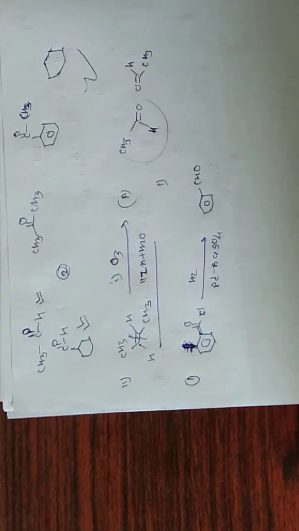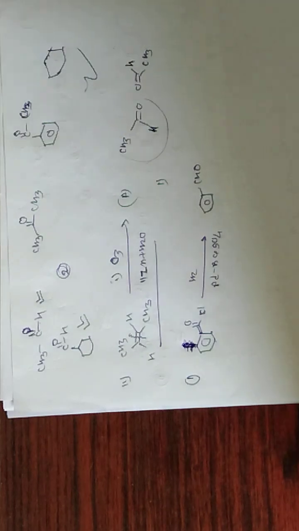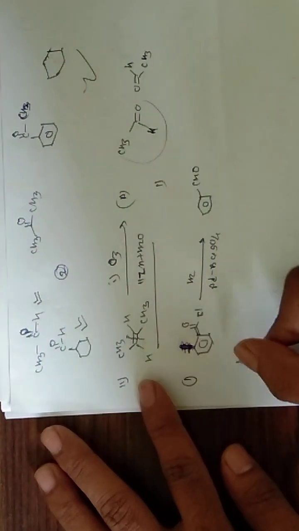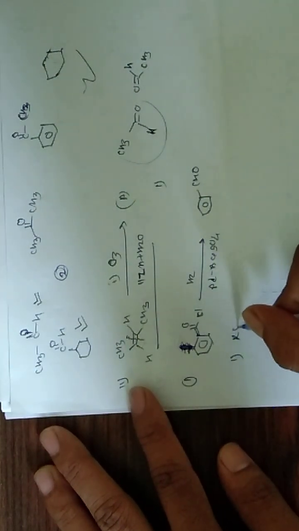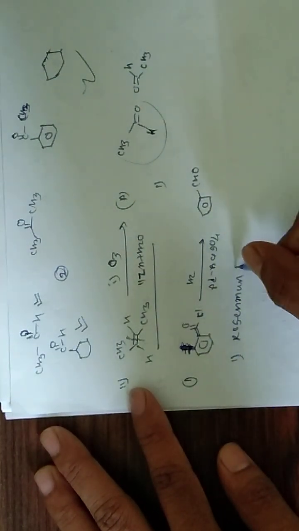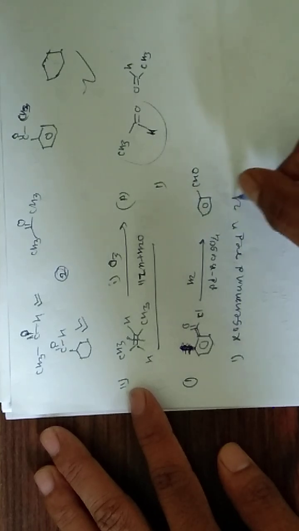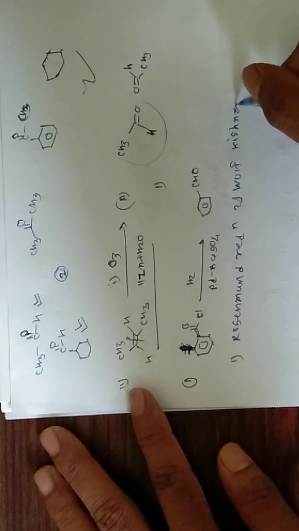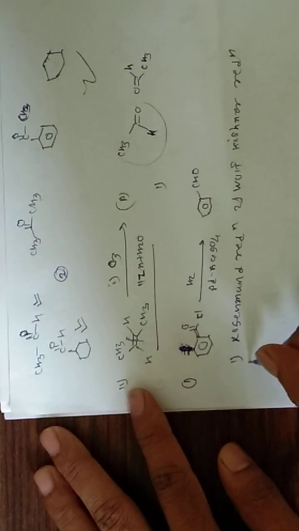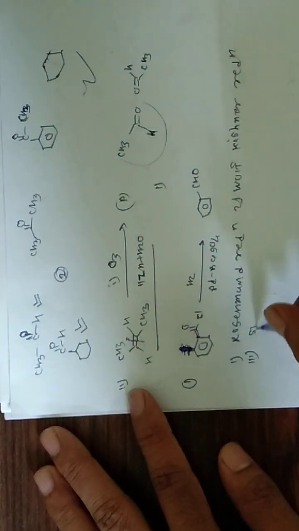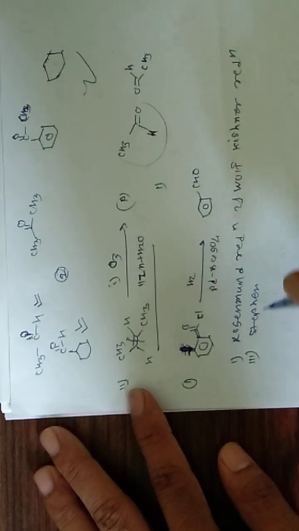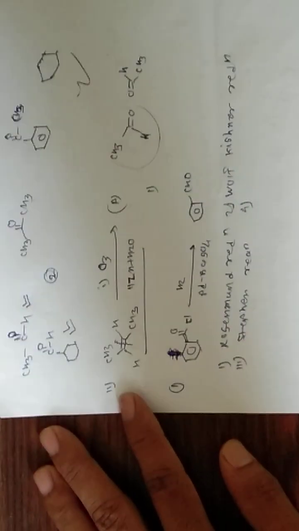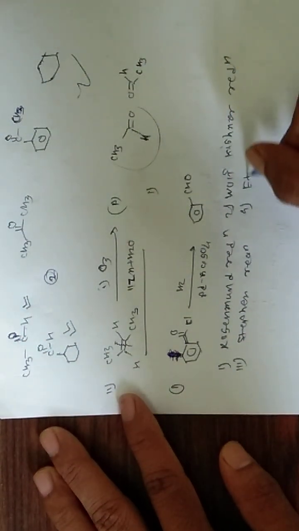This reduction reaction is given, and the question is: what is the name of that reaction? Four options were given. First one is Rosenmund reduction. Second one is Wolff-Kishner reduction. Third option is Stephen reaction. Fourth one is Etard reaction.